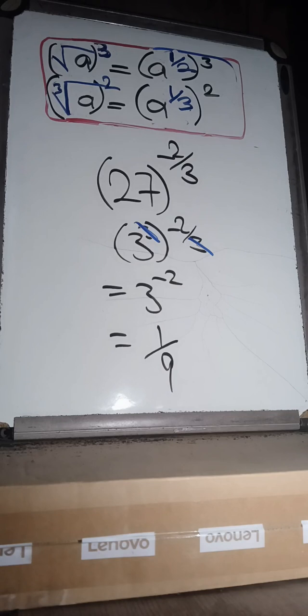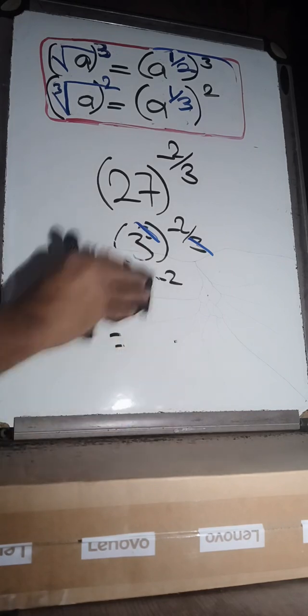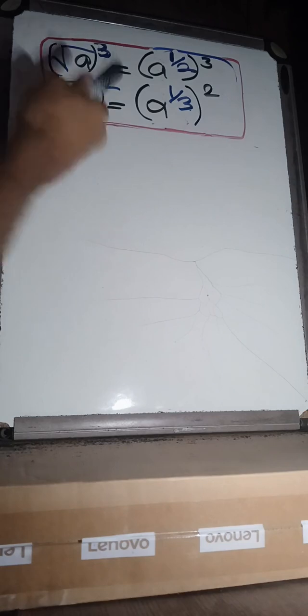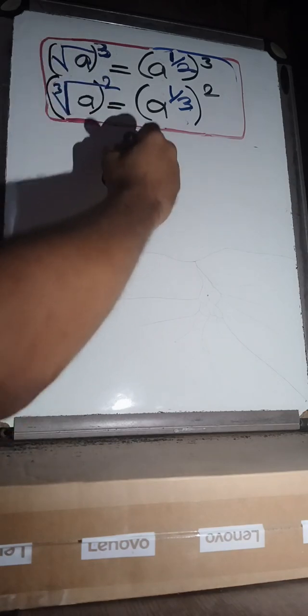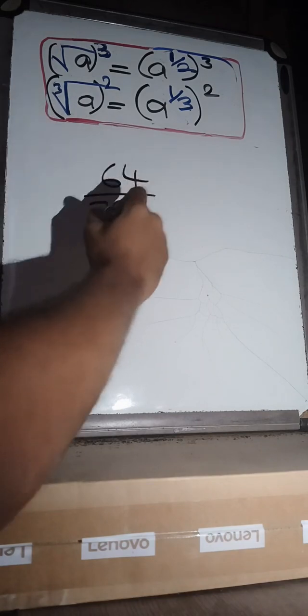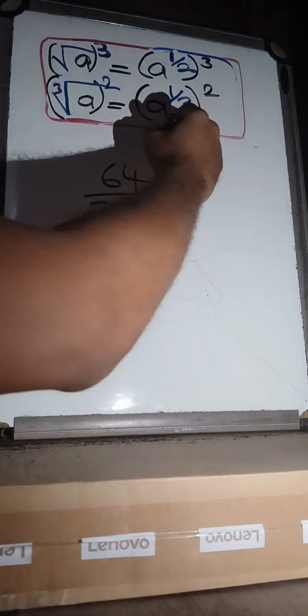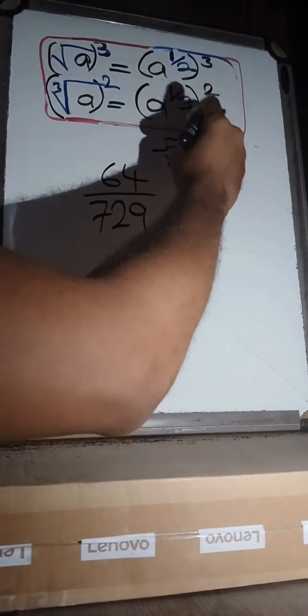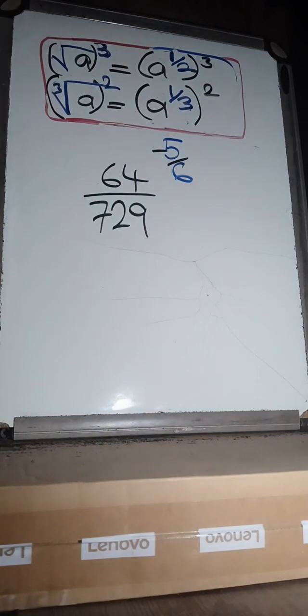Yeah, I think there's only one time it really gets actually crazy. So let's try this last one before I go away. Imagine you have, let's say, 64 over 729. You raise this number to minus 5 over 6.